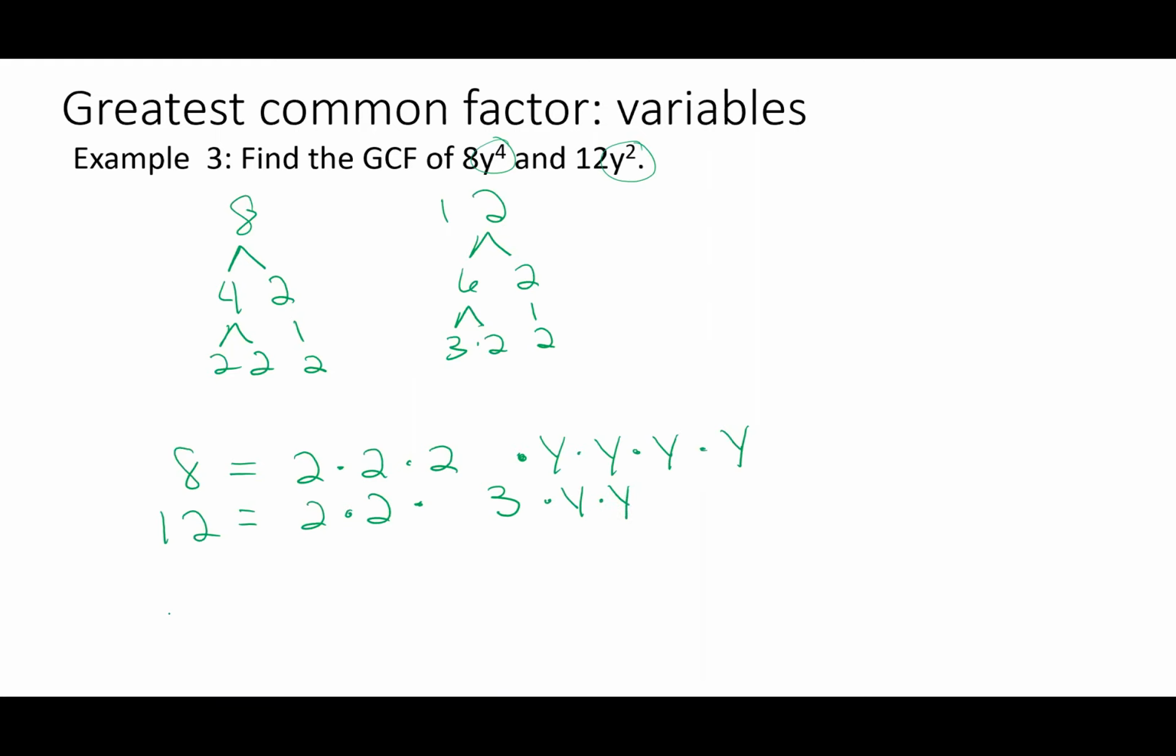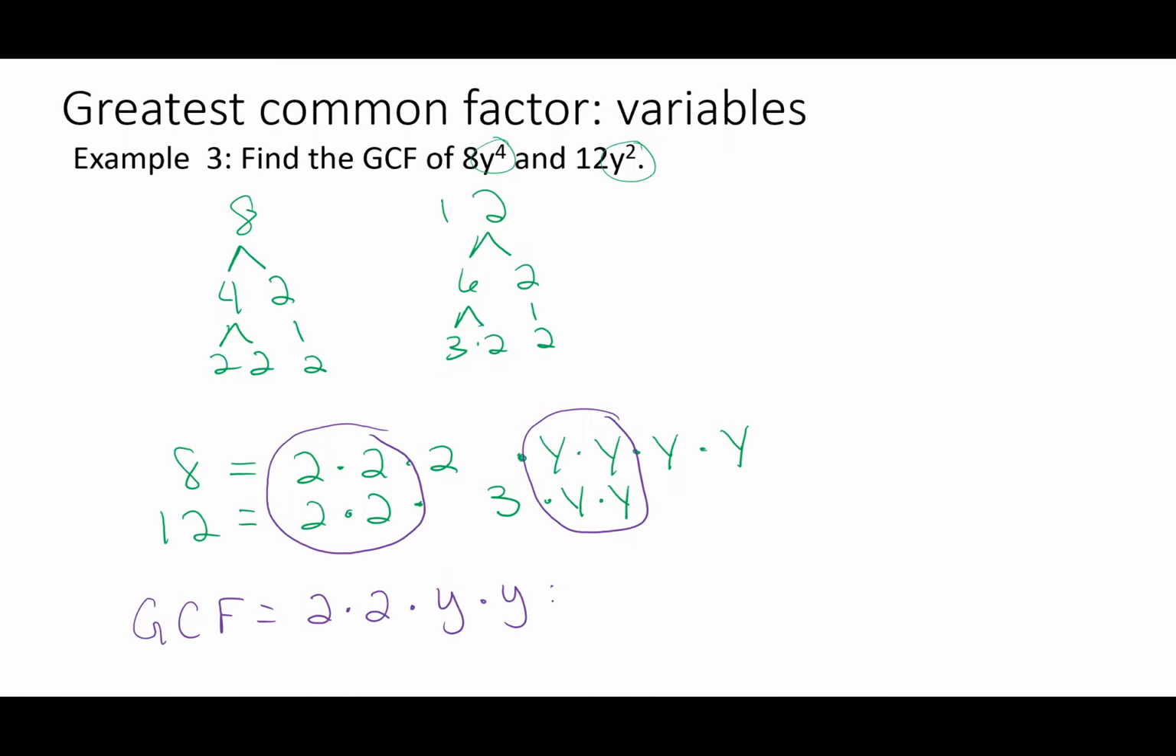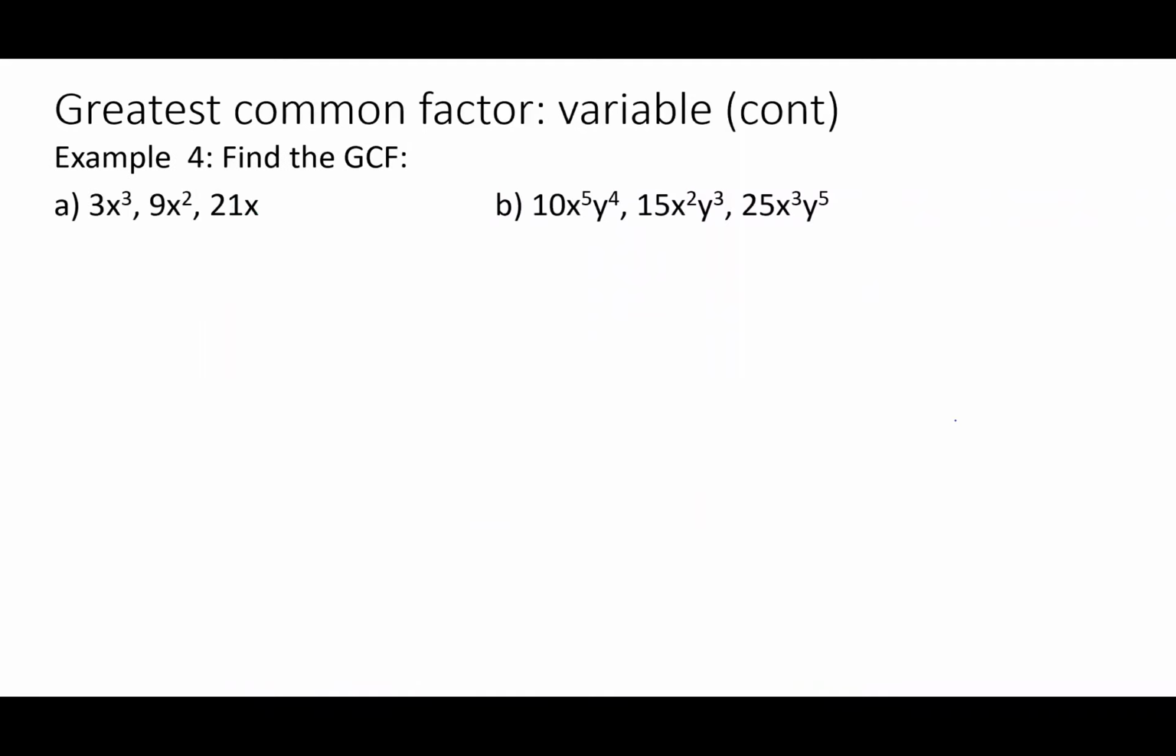Okay? So what's in common in both of them? Well, here I have this in common and this in common. So my GCF is 2 times 2 times y, or 4y squared. When you're dealing with variables, the smallest power of the variable is going to be your GCF as long as that variable is in every term.